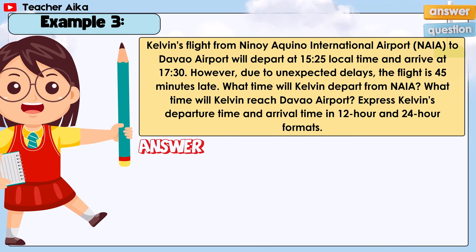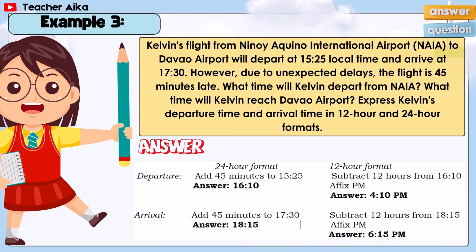Kelvin's flight from Ninoy Aquino International Airport to Davao Airport will depart at 15:25 or 3:25 p.m. local time and arrive at 17:30 or 5:30 p.m. However, due to unexpected delays, the flight is 45 minutes late. What time will Kelvin depart from NAIA? What time will Kelvin reach Davao Airport? Express Kelvin's departure time and arrival time in 12 and 24-hour formats.